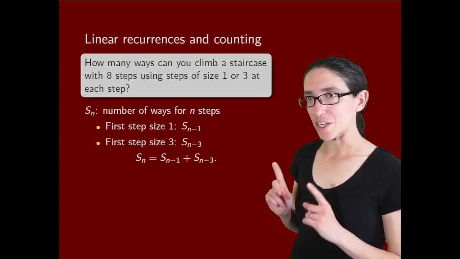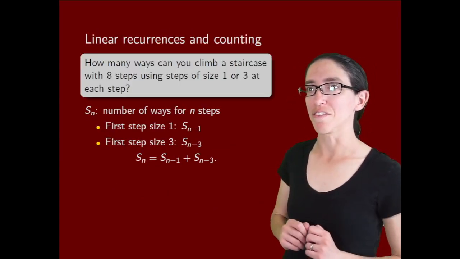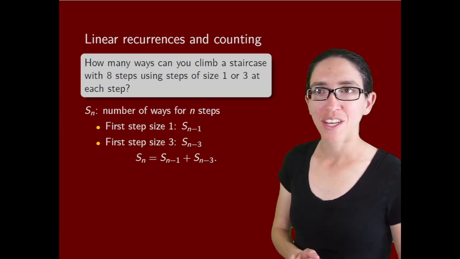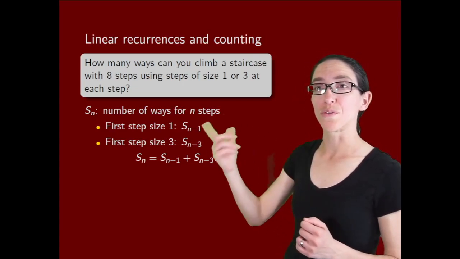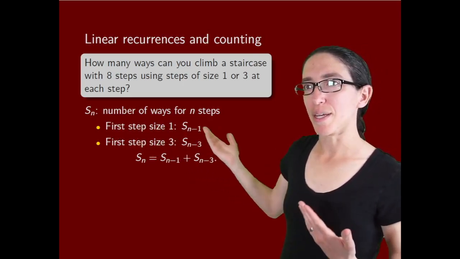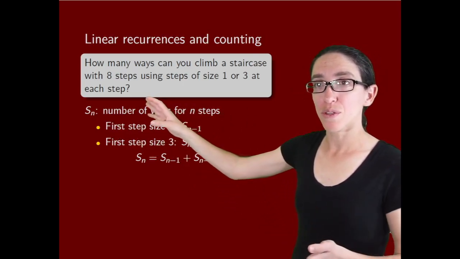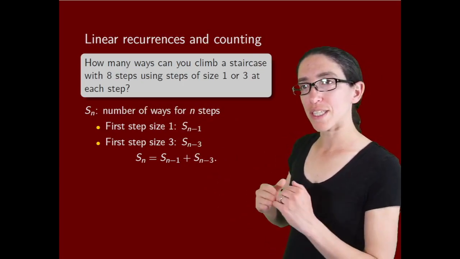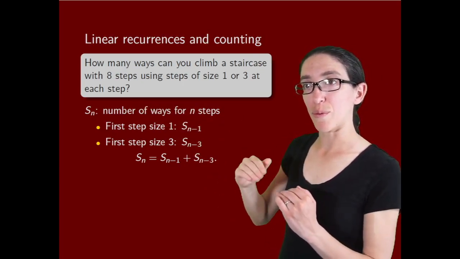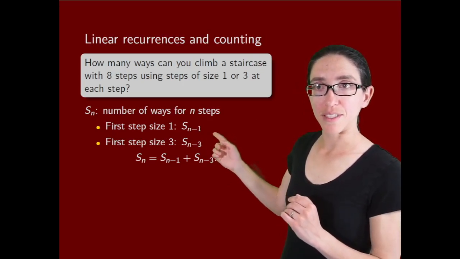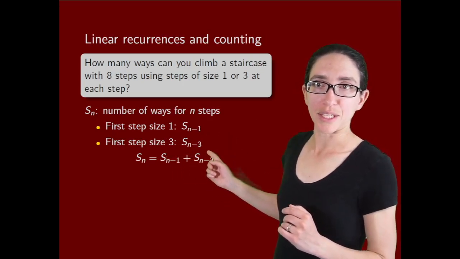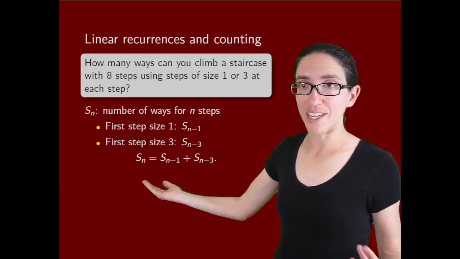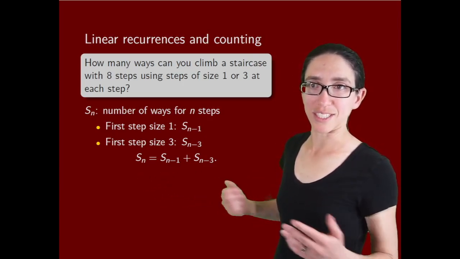So let's first take a look at a combinatorial problem that can be easily solved by finding a linear recurrence. How many ways can you climb a staircase with 8 steps using steps of sizes 1 or 3 at each step? Let's let s sub n be the number of ways for n steps in general. We'll look for 8 steps in the end, but let's just solve it in general as a recursion. The first step can either be size 1 or size 3. If you go up 1 step, there's n minus 1 steps left. If you go up 3 steps, there's n minus 3 steps left. So the number of ways to get to the top of a staircase of size n with this funny way of walking is s sub n minus 1 plus s sub n minus 3.